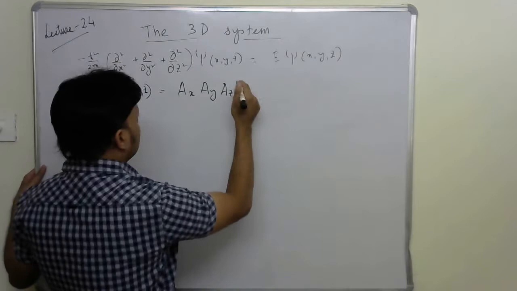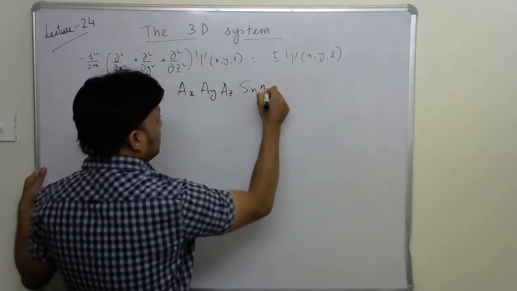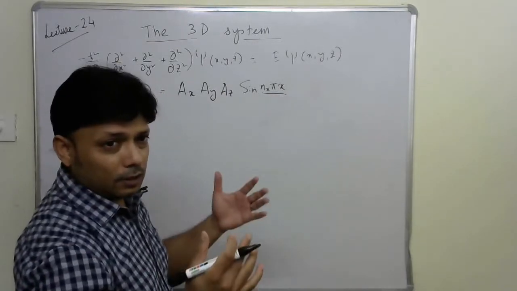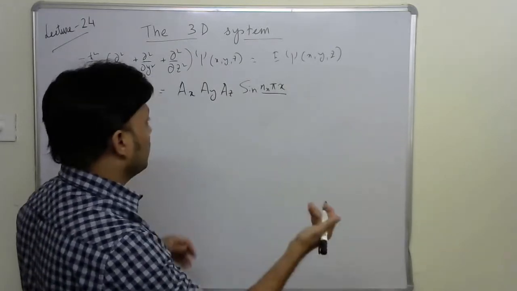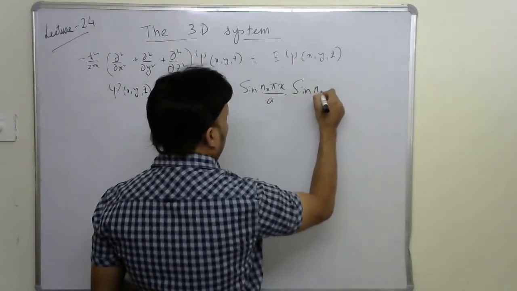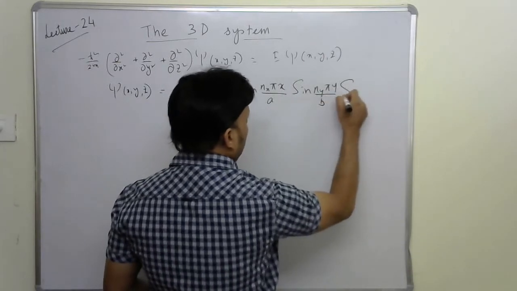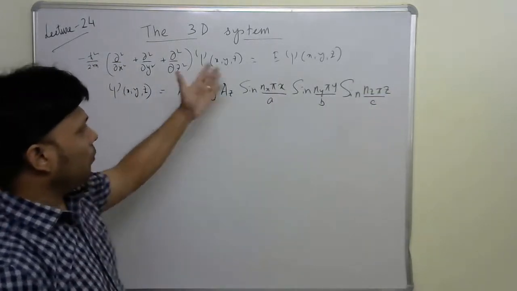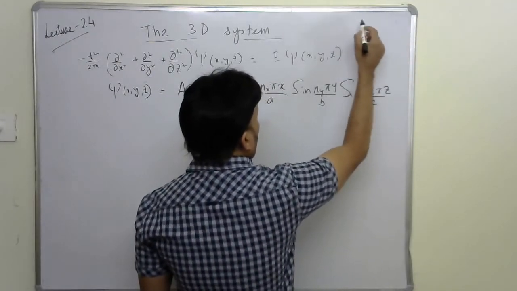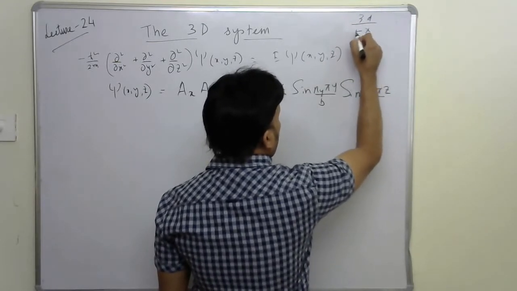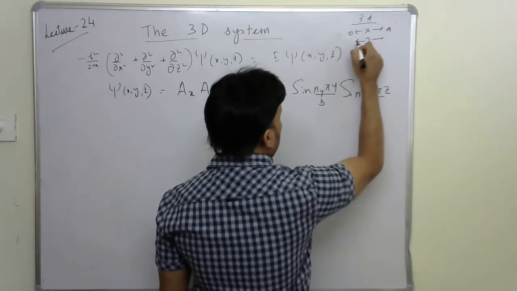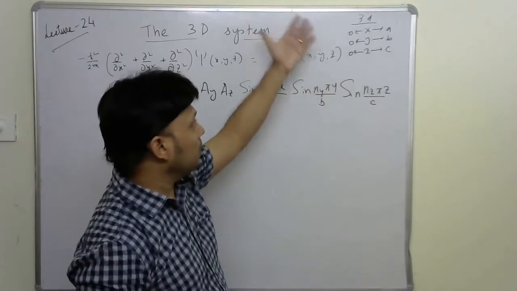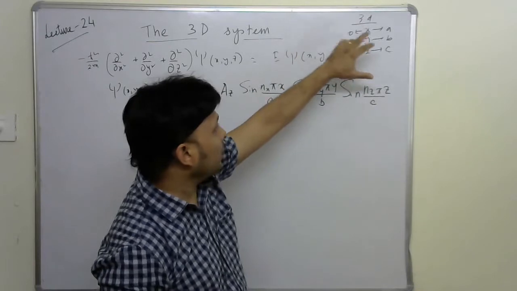And so we write sine n x pi x by a, whatever we have, with a, b, c the three boundaries, multiplied by sine n y pi y by b, multiplied by sine n z pi z by c. Probably I forgot to define the boundaries. So for 3D, the boundaries are, for x, 0 to a, for y, 0 to b, and for the z direction, 0 to c, and all other boundary conditions remain the same as I have already discussed: psi at 0 is 0, psi at a is 0.